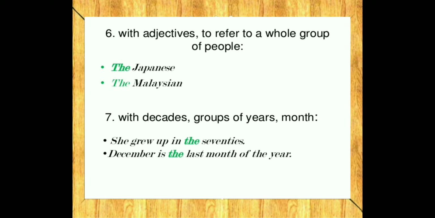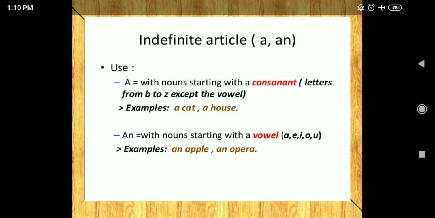The next case where we will use "the" is with adjectives to refer to a whole group of people. For example, the Japanese, the Malaysian. The next case is with decades, groups of years, and months. For example, she grew up in the 70s. December is the last month of the year.